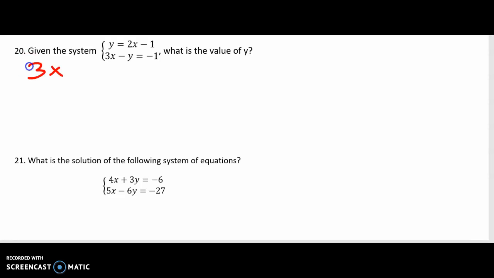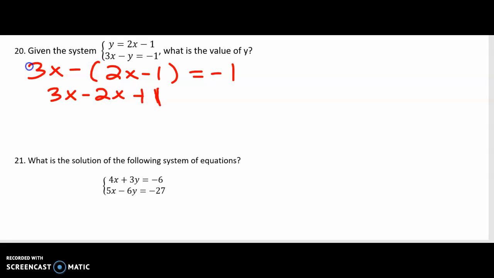So I have 3x minus, now instead of y, I'm going to substitute my 2x minus 1 in for y. As I do this, I have to distribute that negative sign. I have 3x minus 2x minus 1, plus 1, is equal to negative 1. Combine your like terms, 3x minus 2x is 1x. I have 1x plus 1 is equal to negative 1. Subtract your 1 over, so I have 1x is equal to negative 2. I don't need to divide by 1, I know that's my answer for x.